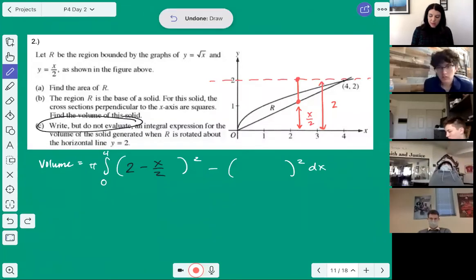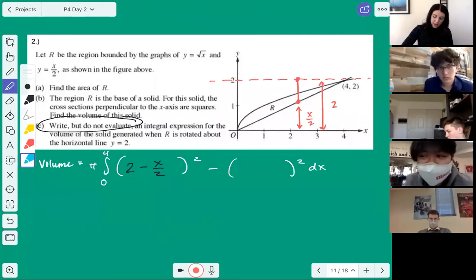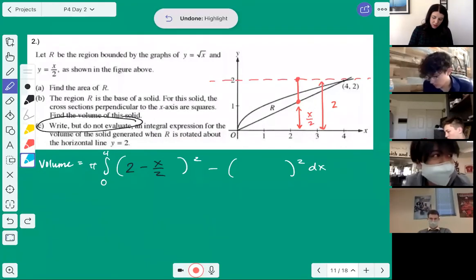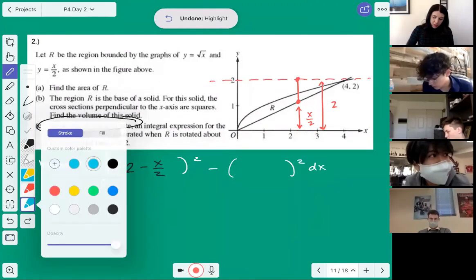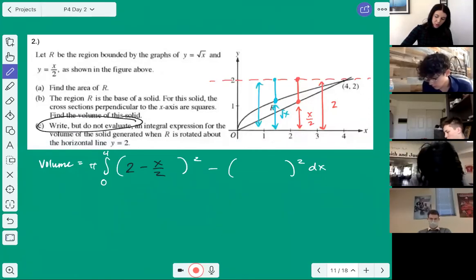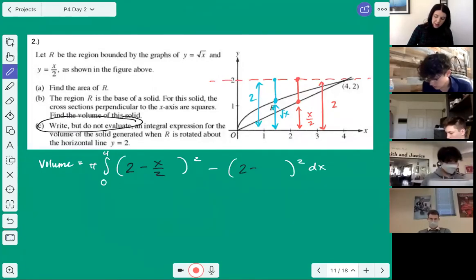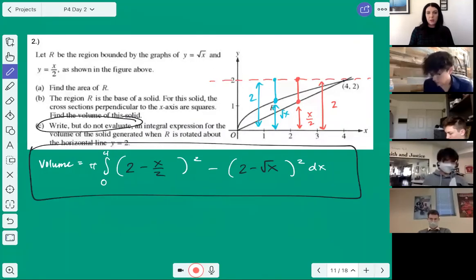Then we're going to do a very similar thing to find the other portion. On the thing I'm rotating about, to the closer curve, the distance from here to here is square root of x. The total distance is 2. So again, I have a 2 minus, and this time it is the square root of x. That is what you need for this problem.